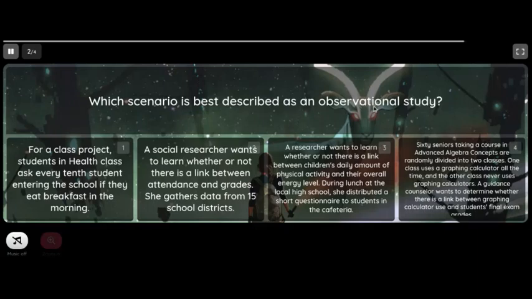study. So the correct answer is when a social researcher wants to learn whether or not there is a link between attendance and grades, so she gathers data from 15 school districts. Basically, let's just say someone wants to learn whether there is a link or something common between two things. What they do is they gather information and data and calculate it to see if there's actually something common or a link between them.